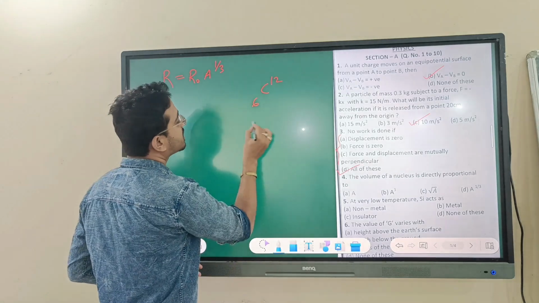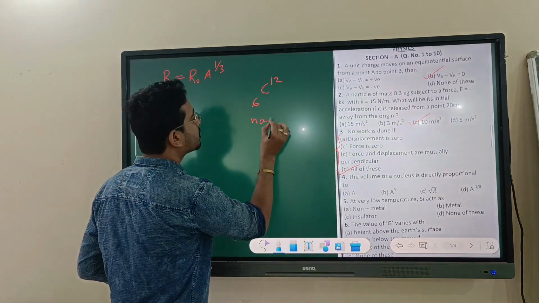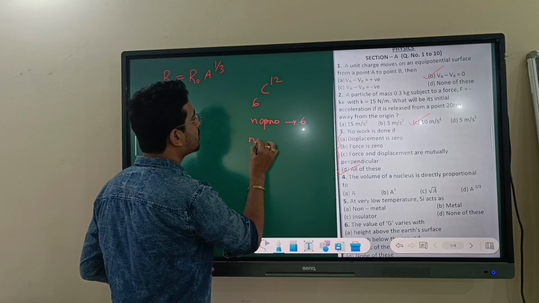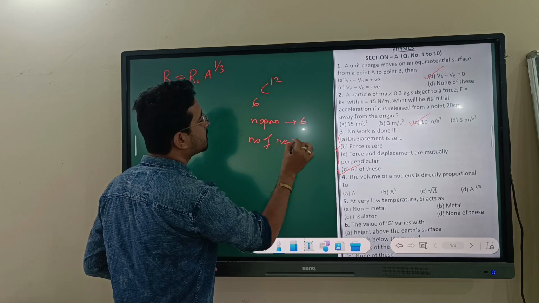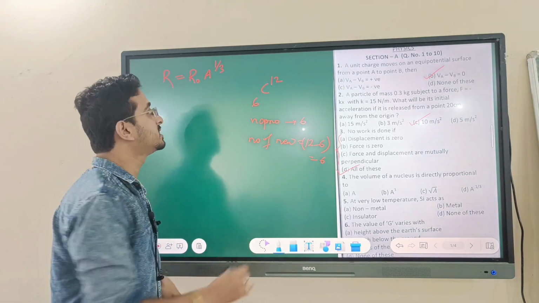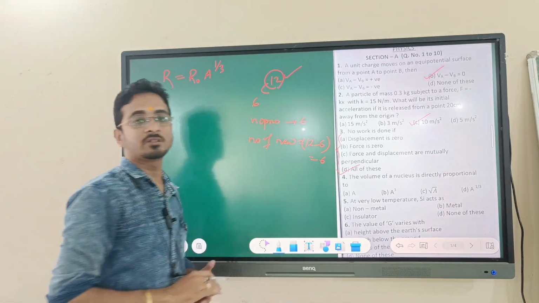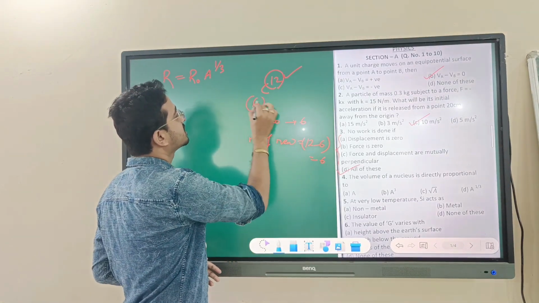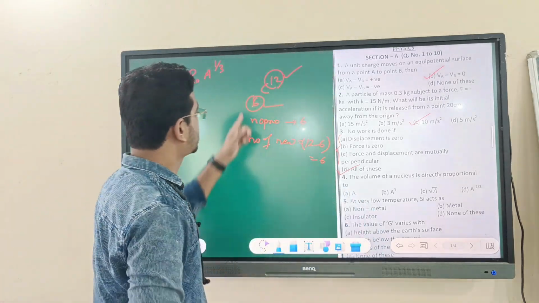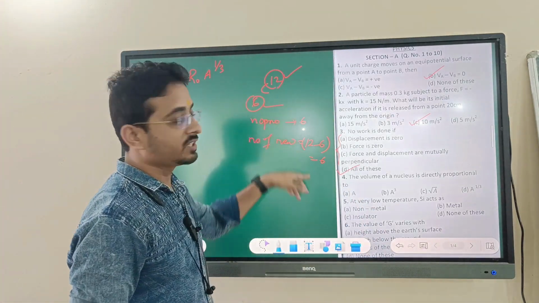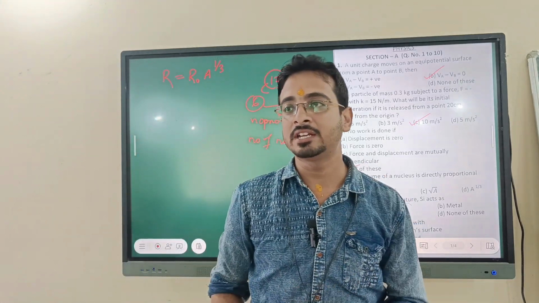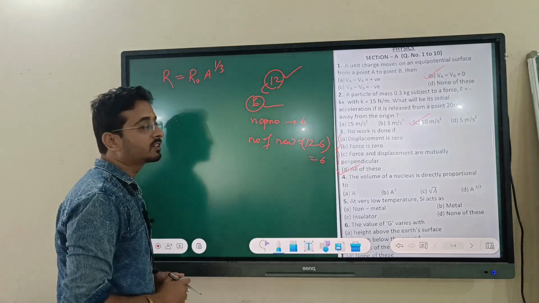Here I can say the number of protons is 6, and the number of neutrons is 12 minus 6, which is equal to 6. So your mass number is 12, and this 6 is your atomic number, or I can say your proton number. 6 is your proton number and 12 is your mass number. Mass number indicates how many protons and neutrons are inside the nucleus.